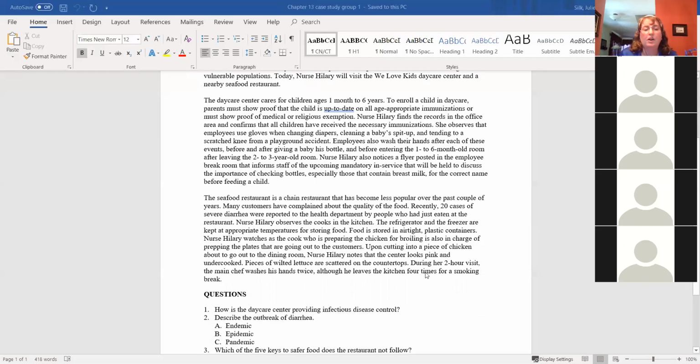All right. Describe the outbreak of diarrhea. Is it endemic, epidemic, or pandemic? That one was the epidemic. Okay. And then, which of the 5 keys to safer food does the restaurant not follow?